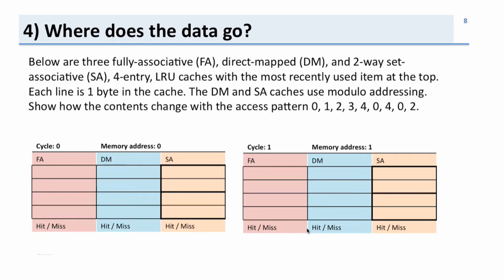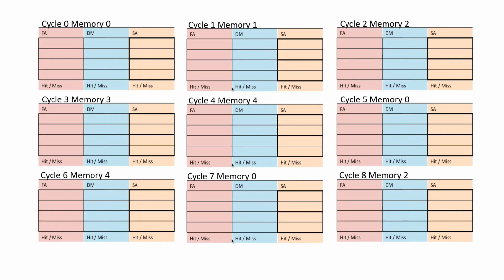Each line is 1 byte in the cache, and the direct mapping and the set associative use modular addressing. Show how the contents change with the memory access pattern 0, 1, 2, 3, 4, and then 0, 4, 0, 2. So what goes into our caches? Okay, I already filled in everything, completed it all.